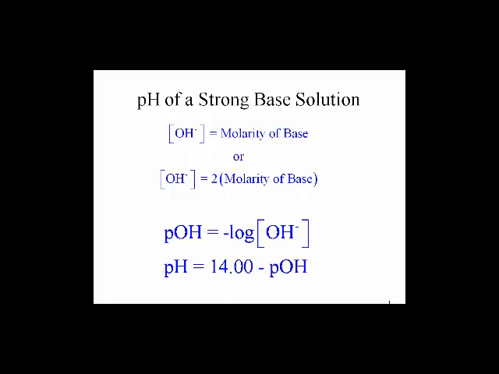To do this, we would calculate the pOH, because we actually have the hydroxide ion concentration, so we would take the negative log of the hydroxide ion concentration, and then to get the pH of the solution, we would subtract that pOH from 14. Okay, let's move on to weak acids.